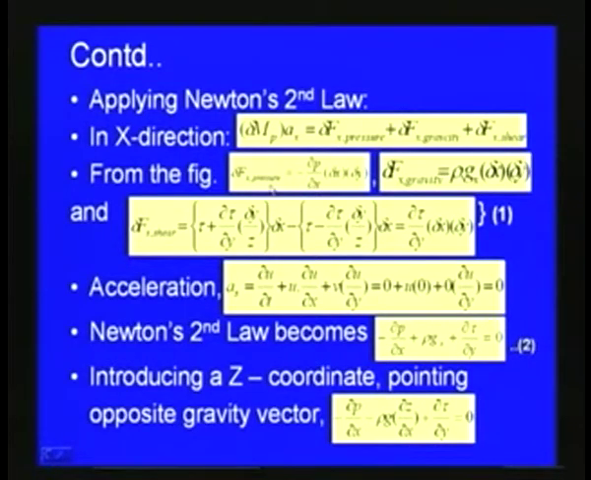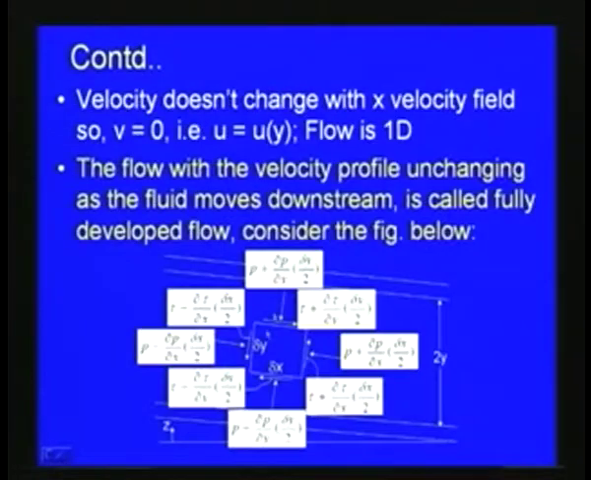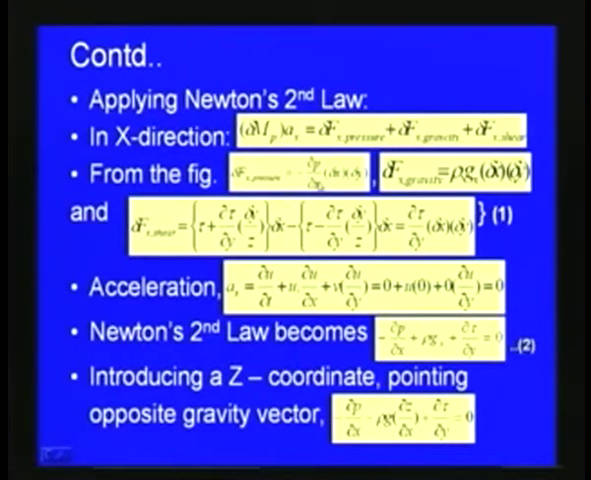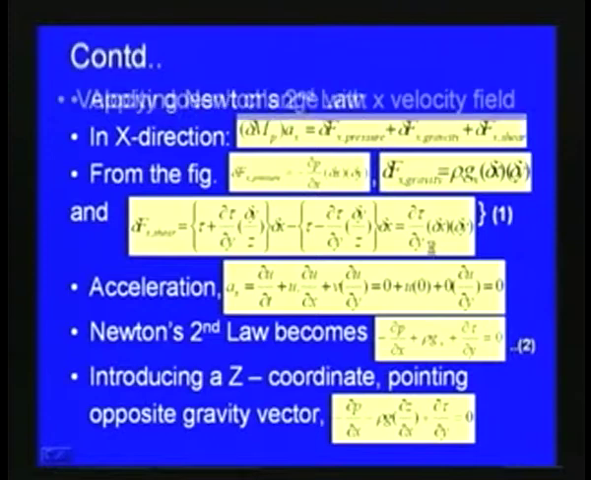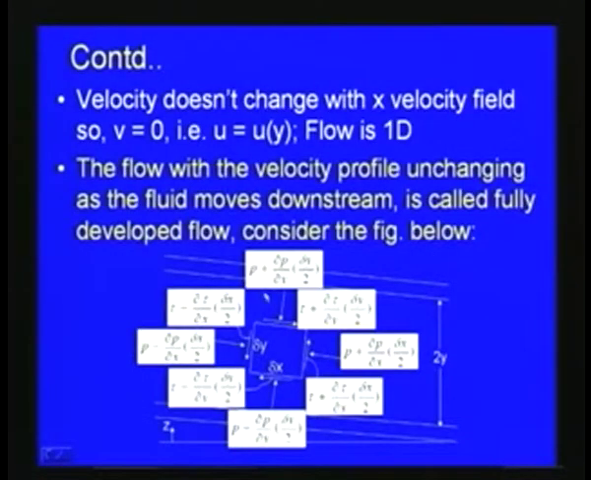From the earlier figure, we can see that the pressure component in the x direction can be obtained as delta F_x pressure is equal to minus del p by del x into delta x into delta y, and similarly for the gravity force. So, the shear force as well as the pressure force, and of course the gravity force also, we have to consider for this problem.